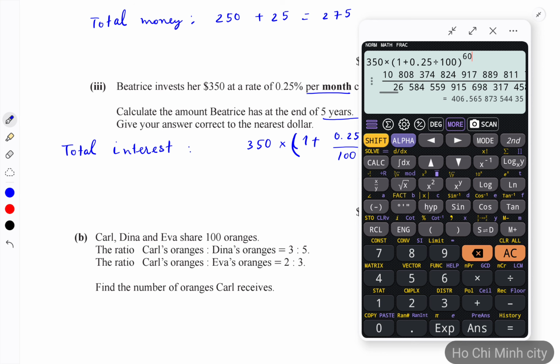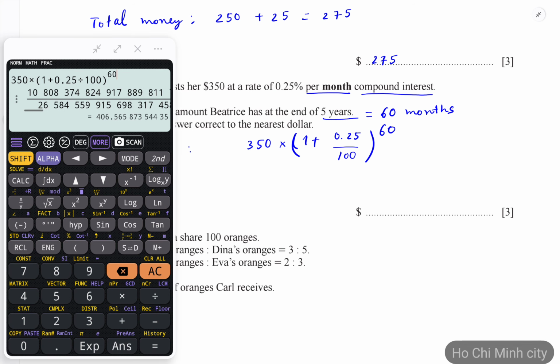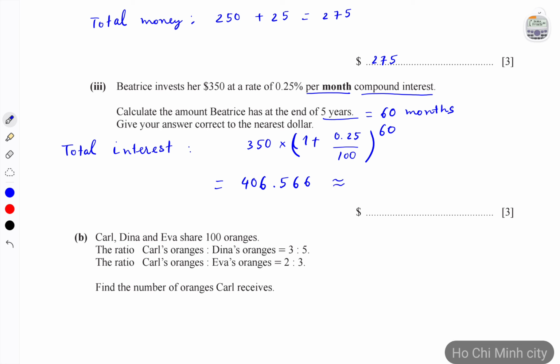All right, so the answer is 406.566, and that is approximately equal to 407. So the answer is $407. Because we were asked to give the answer correct to the nearest dollar, remember that the nearest dollar is $407.